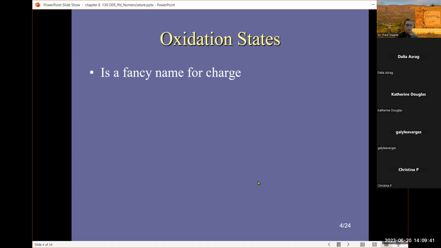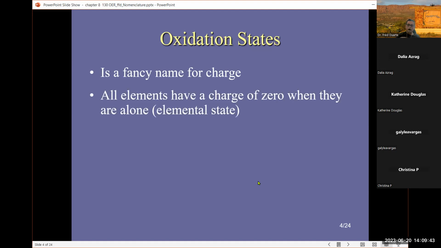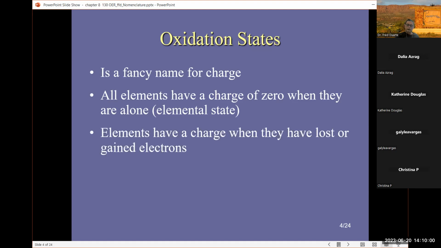Okay. And so all the elements have a 0 oxidation state, and that's because they have an equal number of protons and equal number of electrons. Sodium, for example, when it loses an electron, its new oxidation state is a +1. Okay. And if they gain an electron, like say chlorine becomes chloride, now its new oxidation state is a -1.